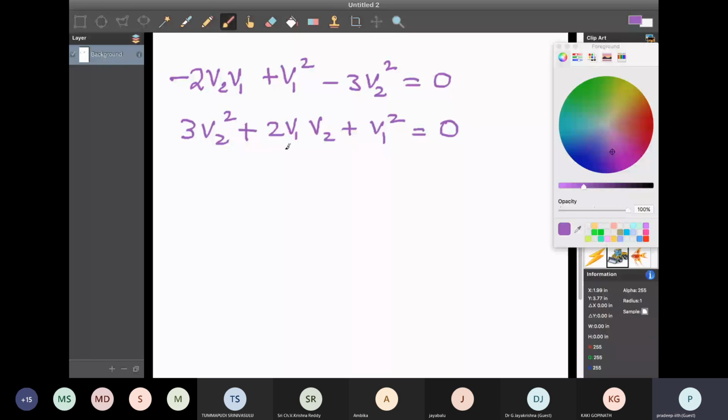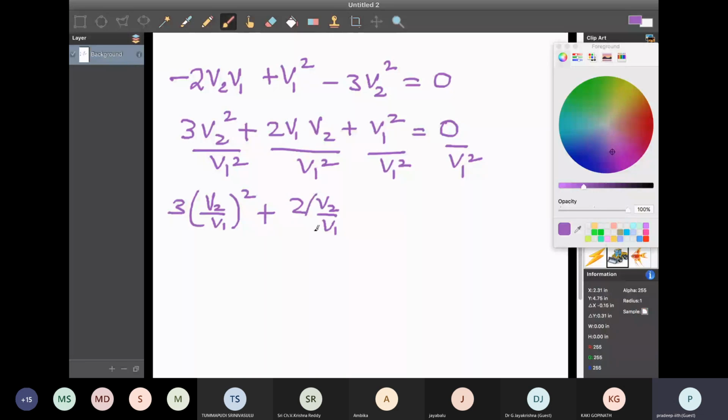Okay. So finally, this is like a differential equation. Now I can divide both sides with V1 square. So divide by V1 square on each term, and this side also divide by V1 square. Then I'll get 3 into (V2 by V1) whole square plus 2 into (V2 by V1) plus 1 equal to 0. So this will be like a quadratic equation. So finally, 3a square plus 2a plus 1 equal to 0. So if you solve this, you will get a equal to -1 or 1 by 3.